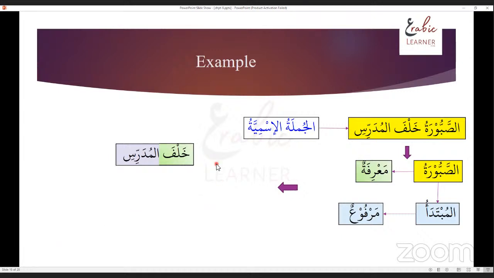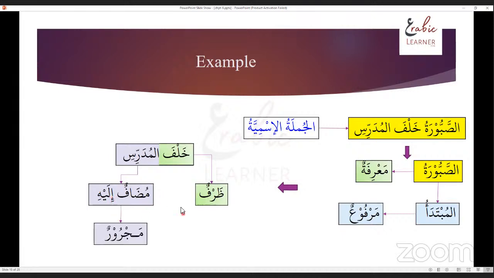So here, what is the khabar? Khalfa, which is the zarf. Right? That is the khabar. And after zarf comes mudhaf ilayh. I told you that in certain cases zarf comes standalone also. There are some zarf that always come in the form of mudhaf, but there are other zarf that come as standalone also. So here, there is mudhaf ilayh, which is al-mudarrisi, which is always majroor, because mudhaf ilayh is always majroor.